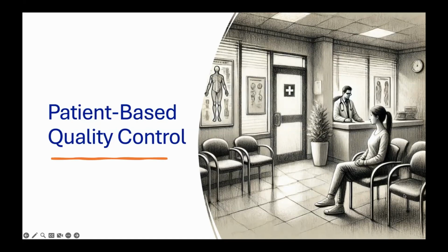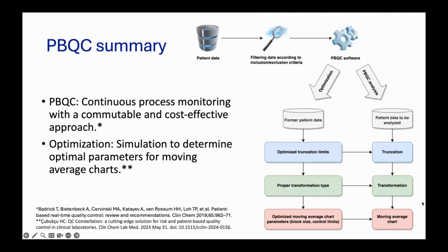Patient-based quality control offers several advantages over traditional internal quality control methods. These advantages include continuous process monitoring with a commutable and cost-effective approach. This figure outlines the workflow of patient-based quality control. It begins with raw patient data, which must be filtered to select the final data to be used in the patient-based QC analysis. You can apply your own inclusion and exclusion criteria for filtering. For example, you might exclude dialysis patients when performing patient-based QC for potassium.